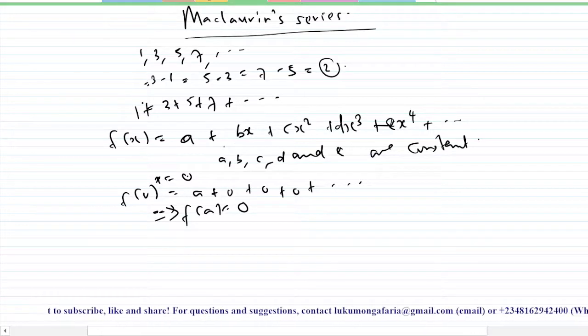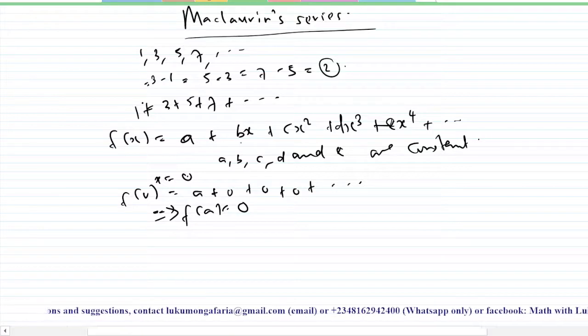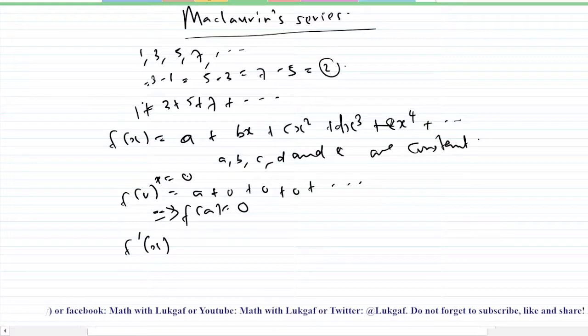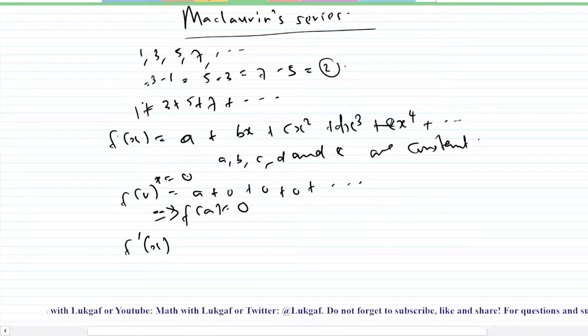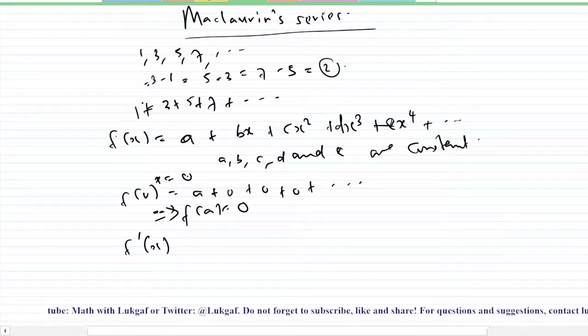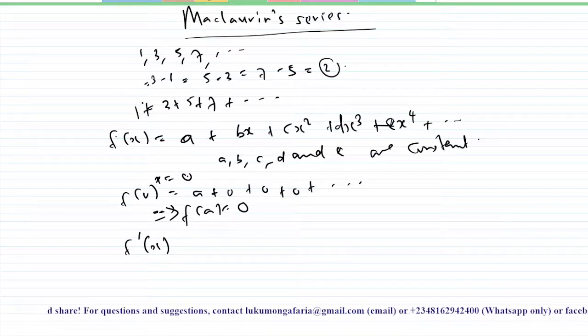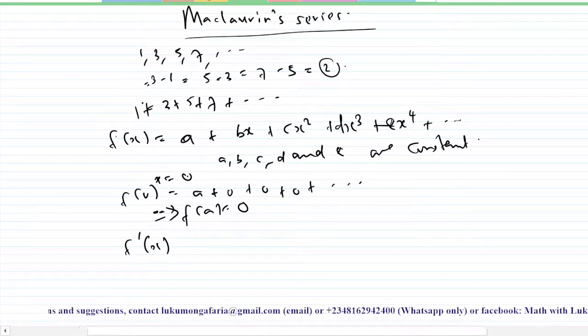But here there is nothing you can do even if you put x to be 0. For you to find the value of b, if you put x to be 0, you are still going to have your a left. But what you can do here is to find the derivative of your f of x, and put the value of x to be 0 to find the value of b. Till you find all the constants, you do that for c, you differentiate again, you put your value of x to be 0.